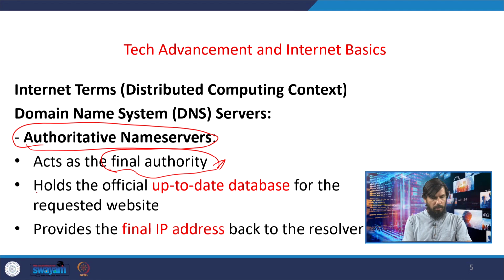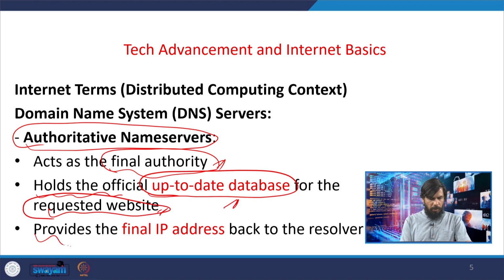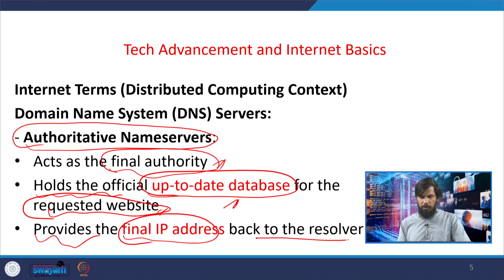Now, this name server will actually have the official up to date database, right. So, for a given domain name, what is the corresponding IP address? It is likely to be here, and the up to date information is also likely to be here, right. So, for the requested website, it will have the up to date database. Then this name server provides the final IP address back to the resolver.